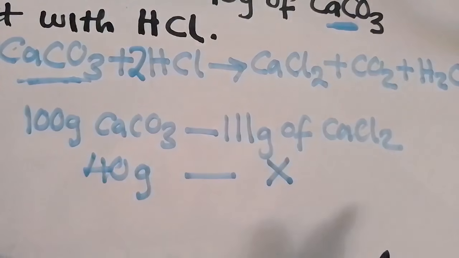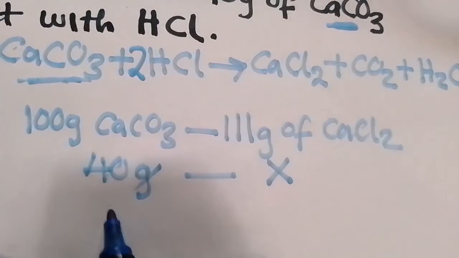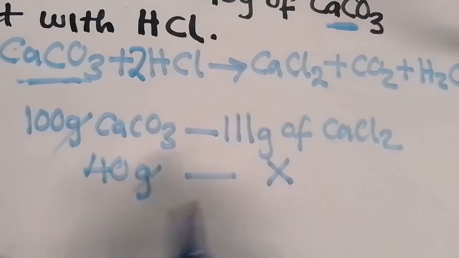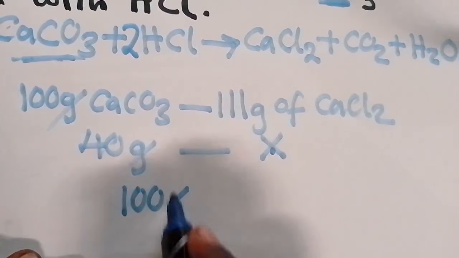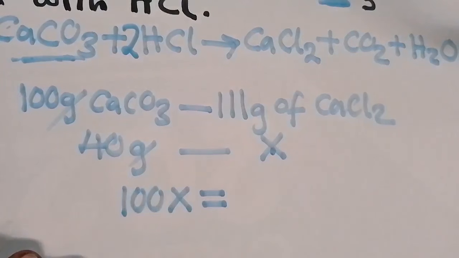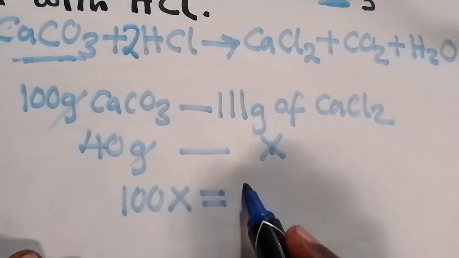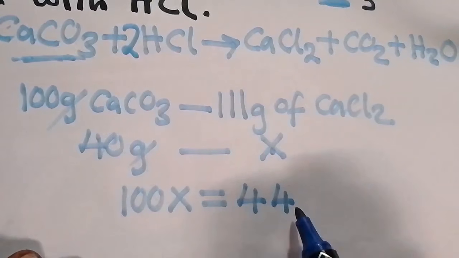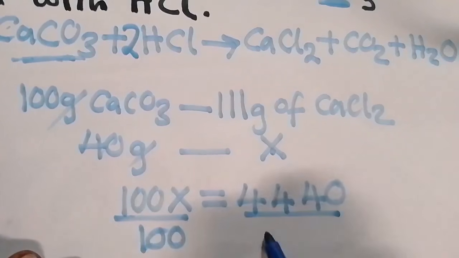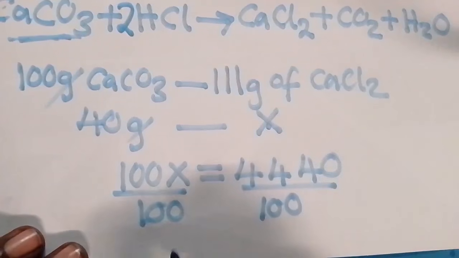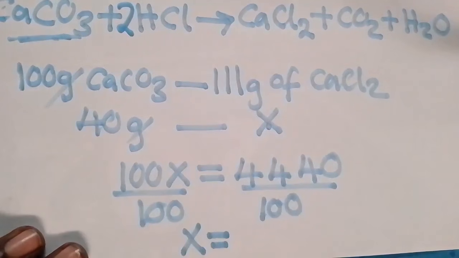You put x there. You know that here, these are going to be cancelled. Then you say 1 times 100, which gives 100x, which is equal to 111 times 40. What are you going to get? You are going to get 4,440. You divide both sides by 100. So x will be equal to 44.4.